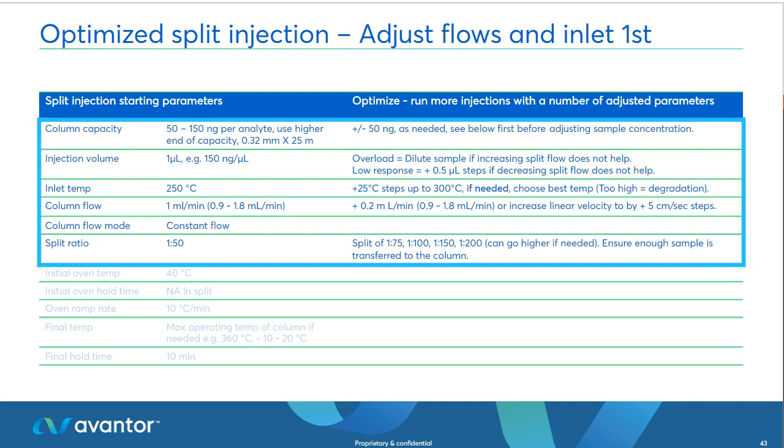But then if this doesn't help with the enough detection of the analytes and we need more sample or less sample, then you can adjust the concentration by plus or minus 50 nanograms as needed. But first, just adjust the split ratio, adjust the injection volume first and see if these help.